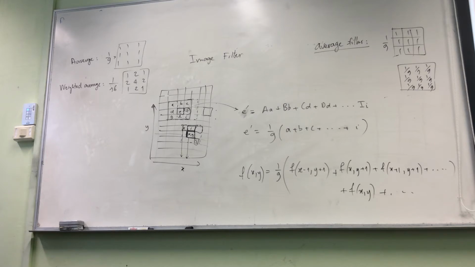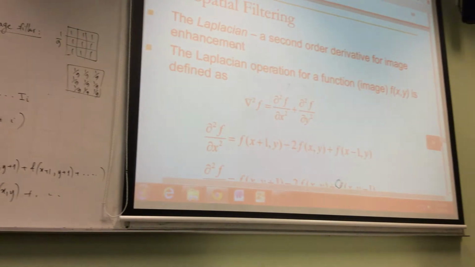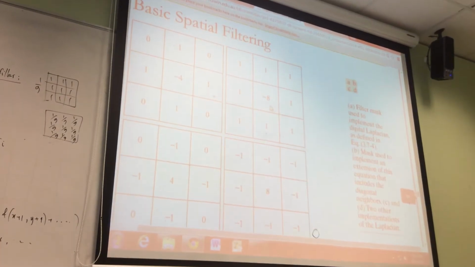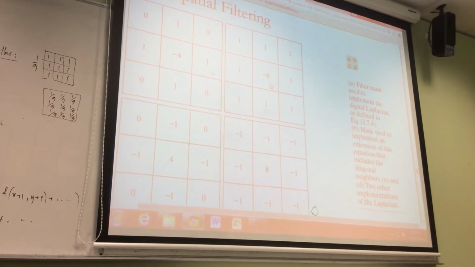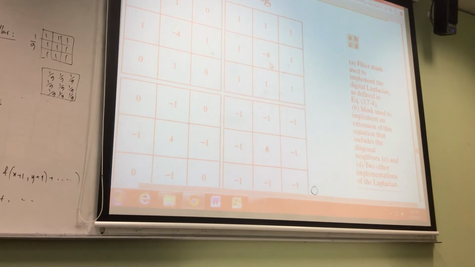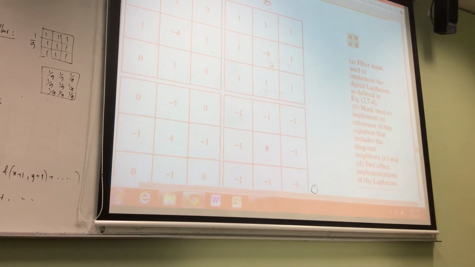Now this one is called the Laplacian mask. So this one is quite different to this one. Okay, so you have 0, 1, 0, 1, minus 4, 1, and 0, 1, 0. What this is going to do is image enhancement. It's going to increase the contrast and make the image look better. So they use Laplacian masks over here.